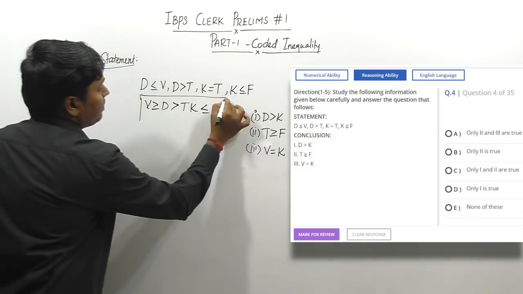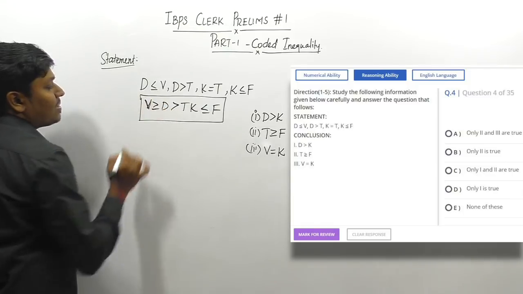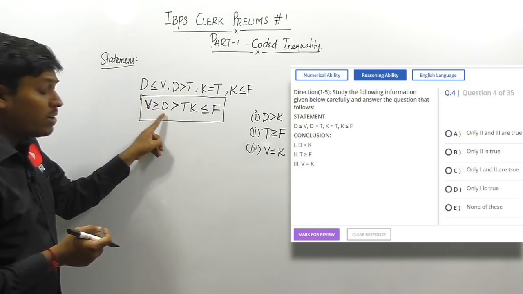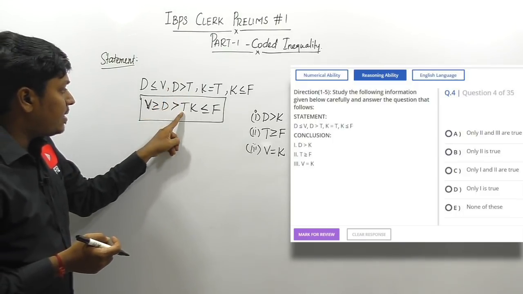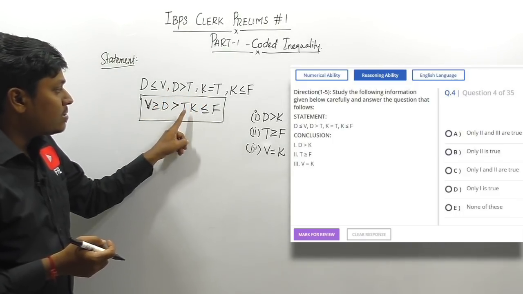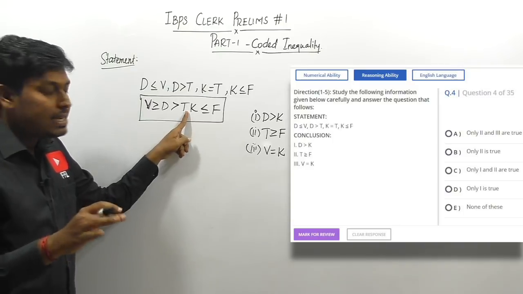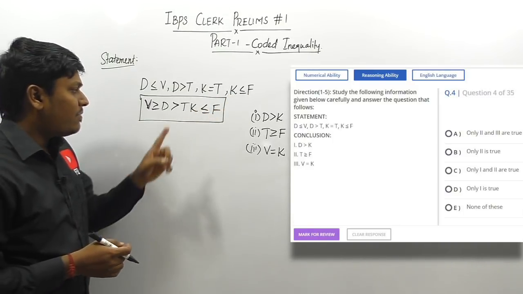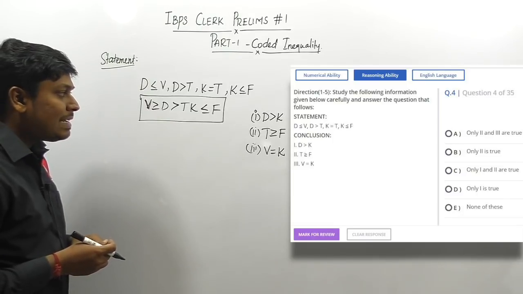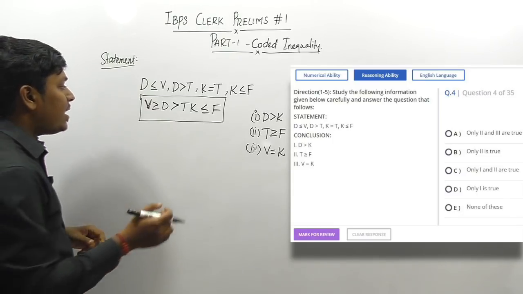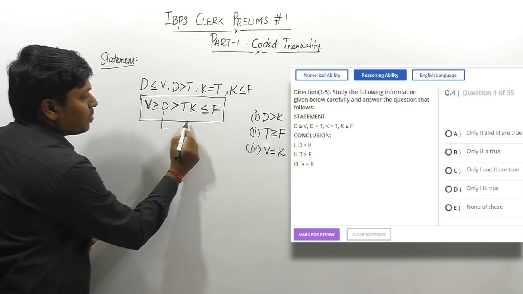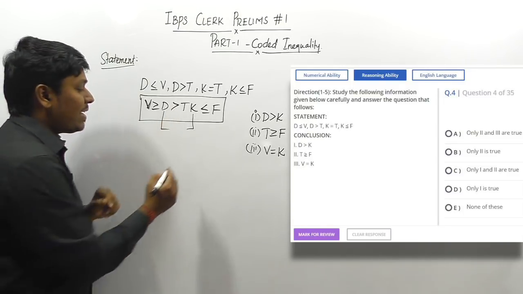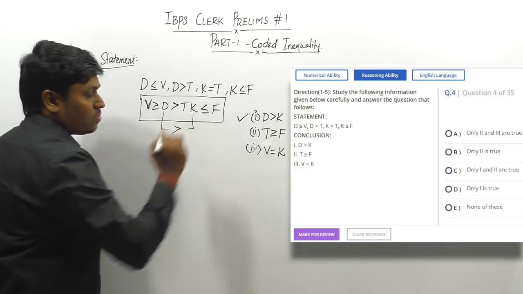So finally we have framed a new statement by using the given statements, right? It is so easy. Listen carefully, V greater than or equal to D, and D greater than T, and T and K both are equal, so don't write the equal to symbol, write this as TK, and K less than or equal to F. So let me move on to conclusion number 1, D greater than K. So we need to compare D and K. Listen carefully friends, while comparing D and K, we have only one symbol, that is greater than, so we can say that D greater than K, which is true.